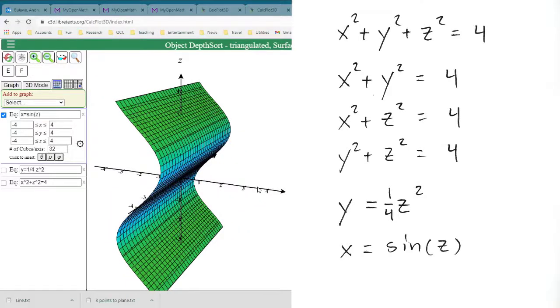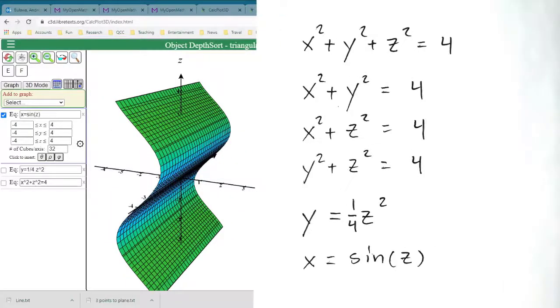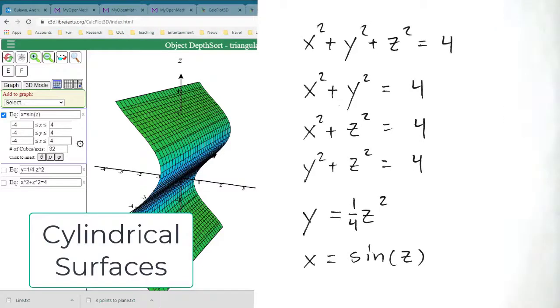So these surfaces that we're looking at are all called cylindrical surfaces. That means it's one curve extended along a line. In all these examples, the line was always one of the coordinate axes. Now you can go along diagonal lines, but that's a little bit more complicated, so I wanted to keep it simple and just look at these particular cylindrical surfaces.